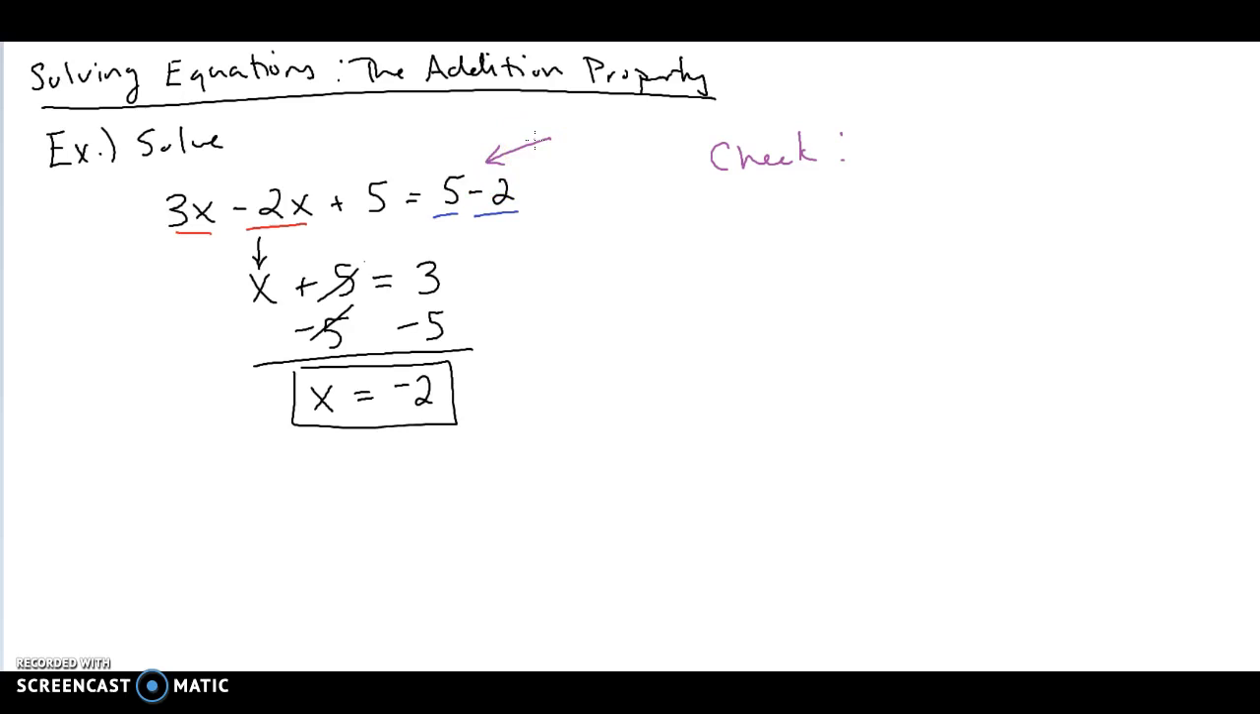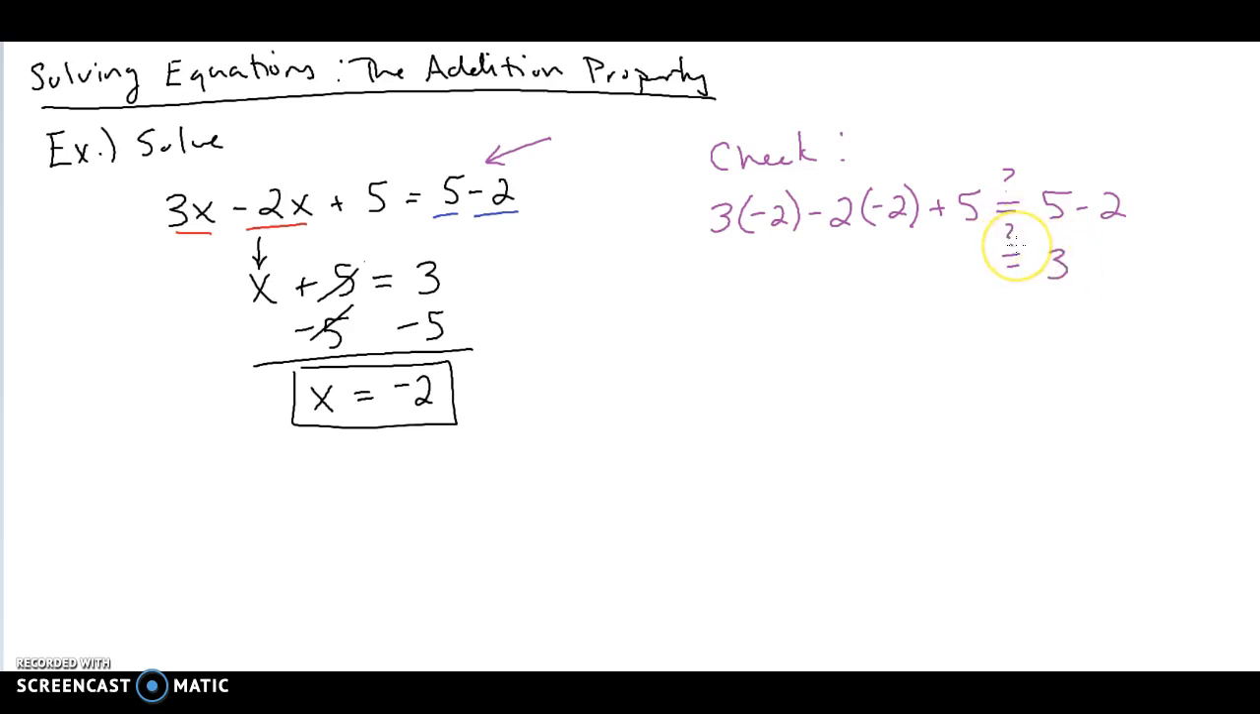If I plug my negative 2 in, I'm going to have 3 parentheses negative 2, because anytime a number and a letter sit side by side, that means multiplication, minus 2 parentheses negative 2 for our x, plus 5, and I want to know, is this going to be equal to 5 minus 2? The 5 minus 2 is really easy to do. We've already done it. 5 minus 2 is a 3.